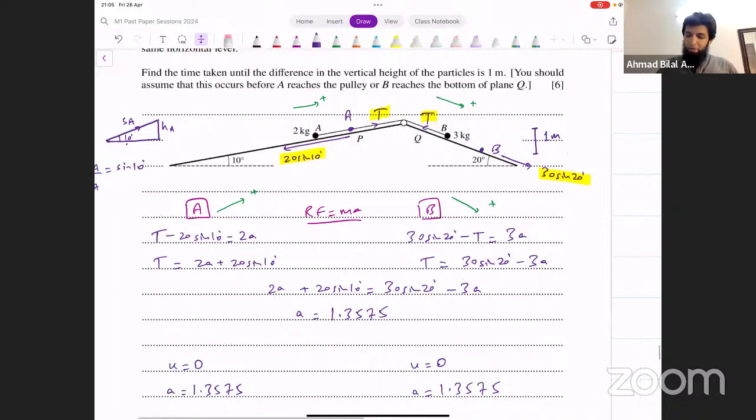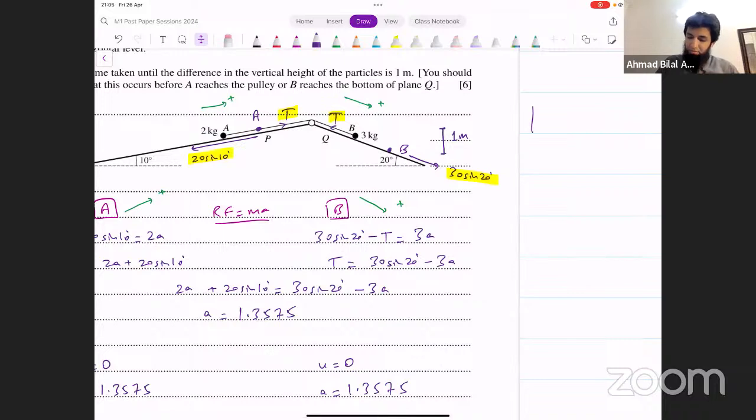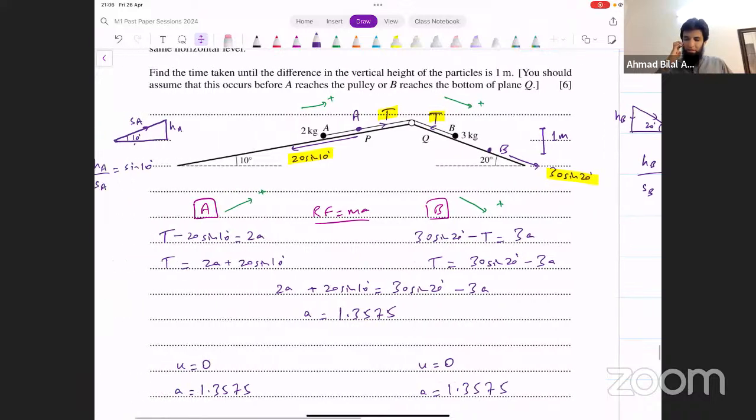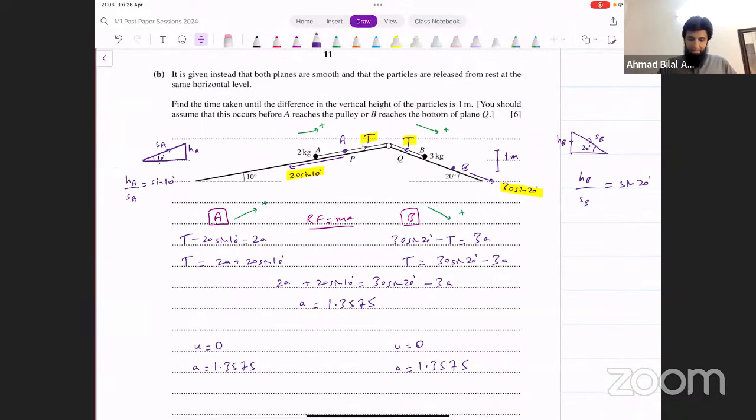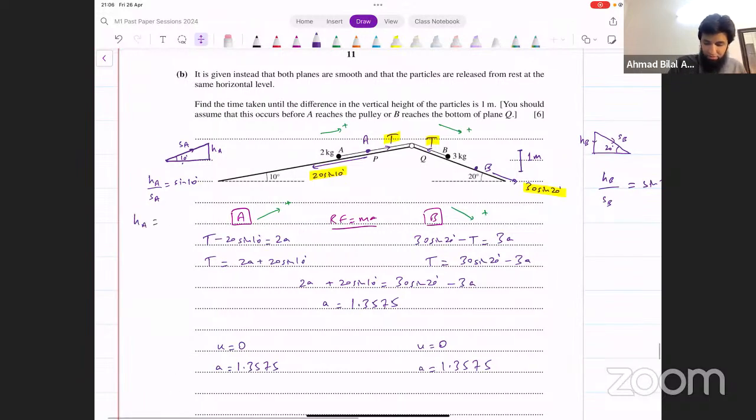Now what about B? B is moving down the plane. This is the distance that it travels down the plane. Let's call this the displacement of B, SB. The height of B that's decreasing here is HB, and the angle here is 20. We can say HB over SB equals sine of 20. From this, we can say HA equals SA into sine 10.